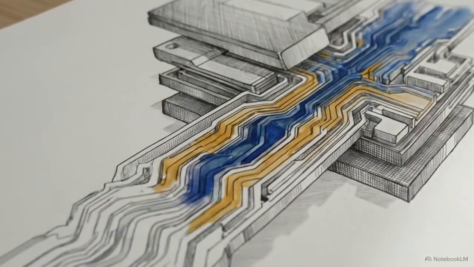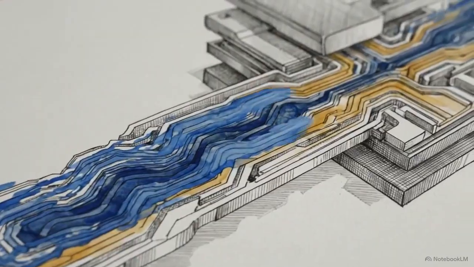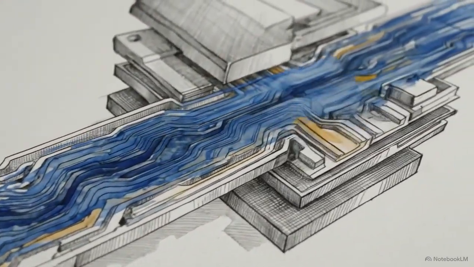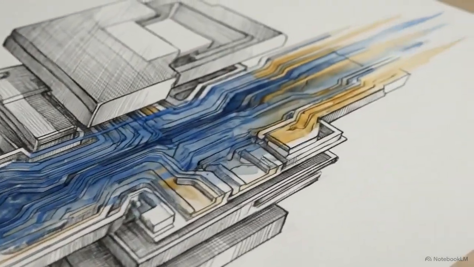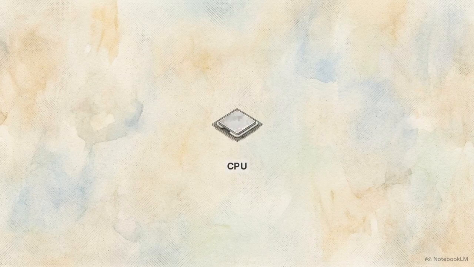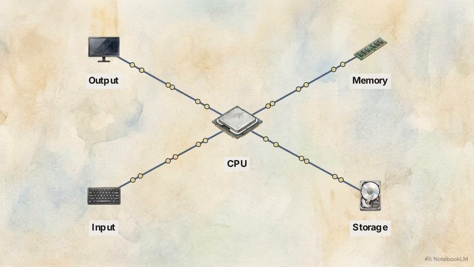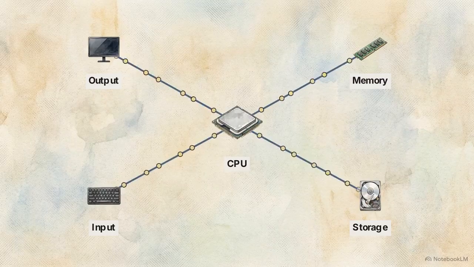Look closely at a modern silicon wafer. Thousands of microscopic electrical pathways are packed into a space smaller than a fingernail to route data. At its core, a computer has one foundational requirement. The central processing unit, or CPU, must be able to communicate with a wide variety of external memory and peripheral devices to do any useful work.